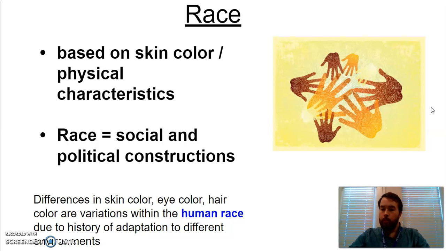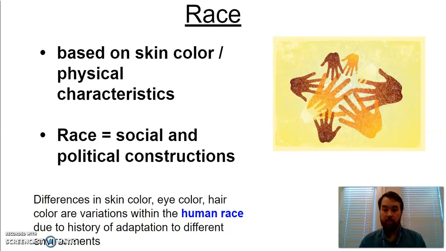So what is the difference between race and ethnicity? A lot of times people use these things interchangeably, and that is technically not correct. Okay, race is based on skin color and physical characteristics. You need to know for your test, I repeat, you need to know for your test that race is what's called a social and political construct. That means people made it up. There is no biological basis for race. If you are a certain race, it does not make you more apt to act a certain way. It does not make you think a certain way, do certain things, or have certain abilities that other races do not. It's completely a social construct.